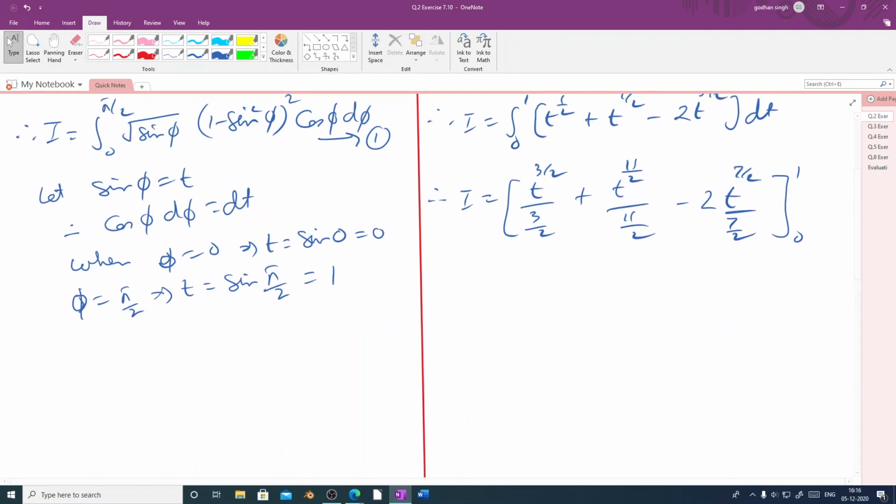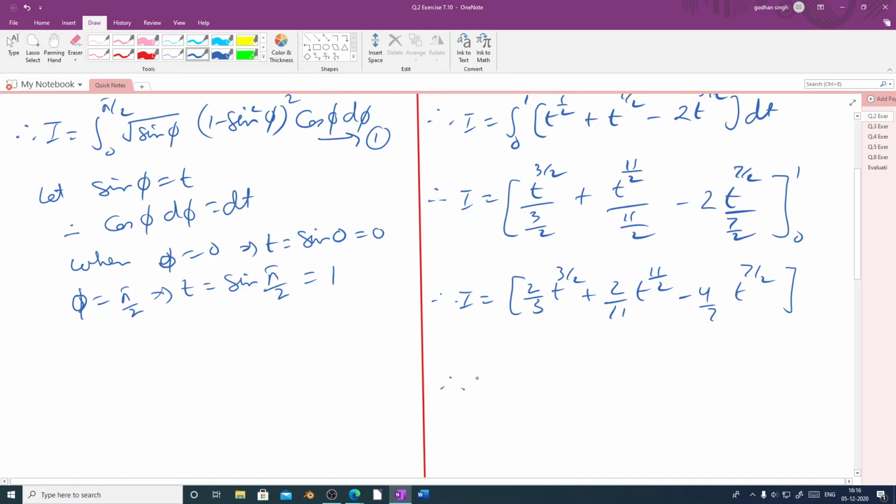So now we'll simplify this one. We get I equal to 2 by 3 t raised to 3 by 2 plus 2 by 11 t raised to 11 by 2 minus 4 by 7 t raised to 7 by 2.